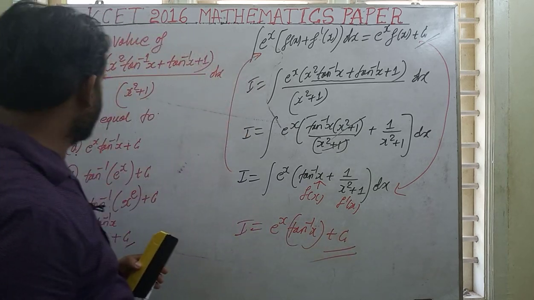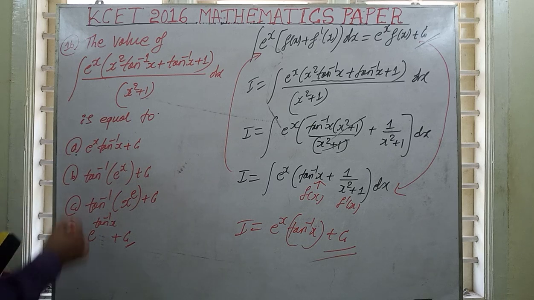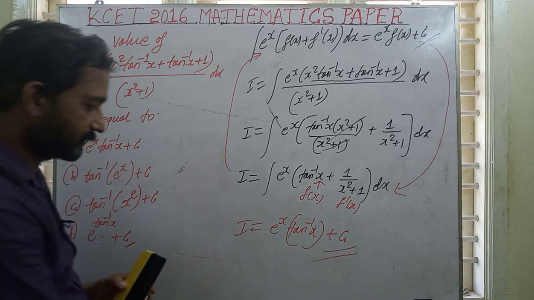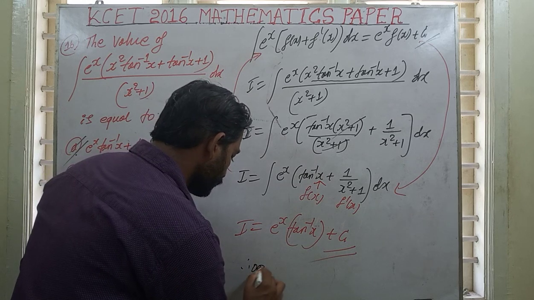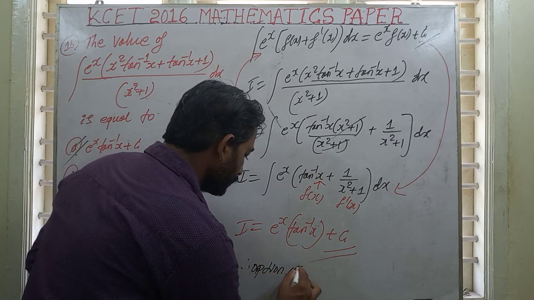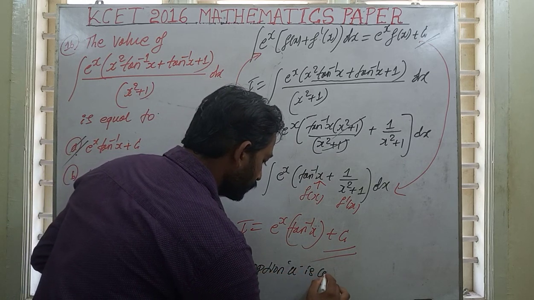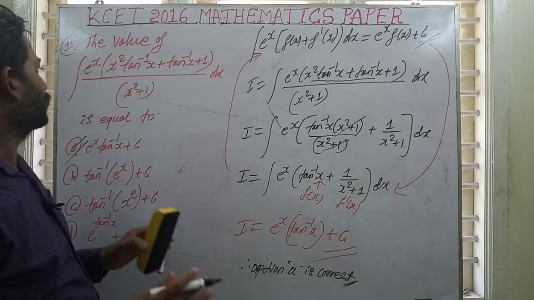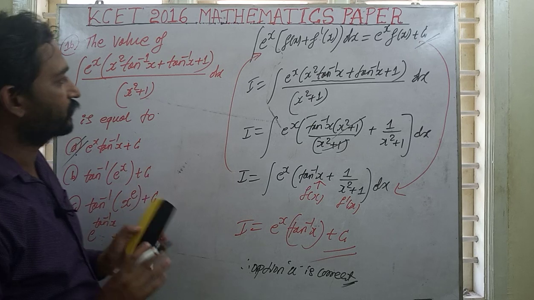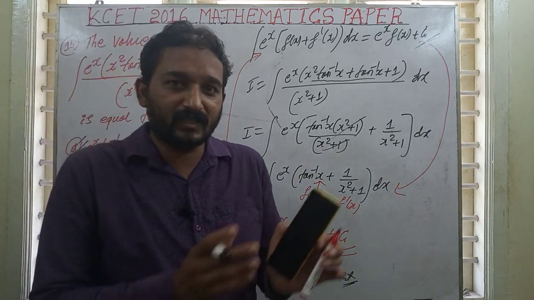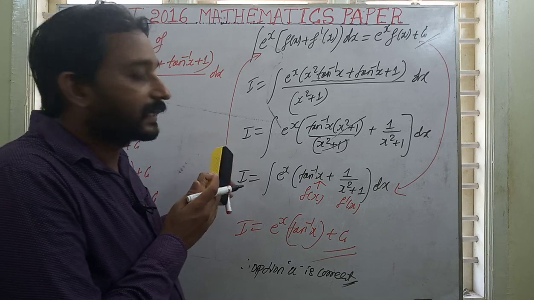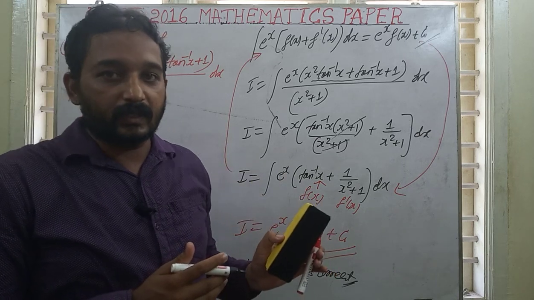Which option is correct? Option A is correct. Option A is the good answer, e^x tan⁻¹x + c. Therefore option A is correct. So this is a moderate problem. Most of the students attempt this question easily, because these types of questions we have already solved in the NCERT textbook. So take it down.